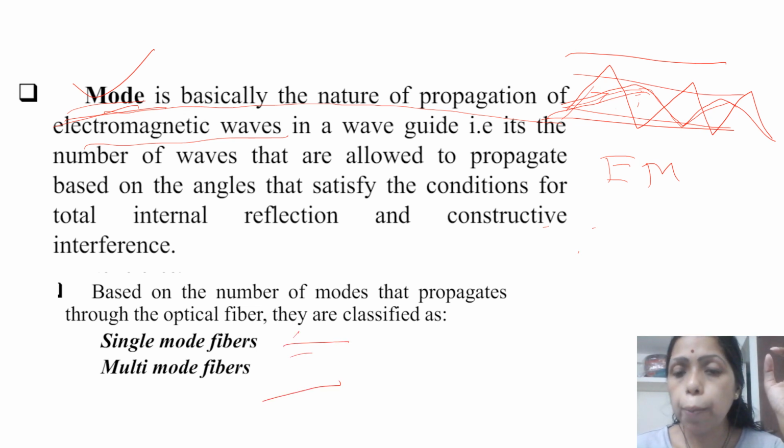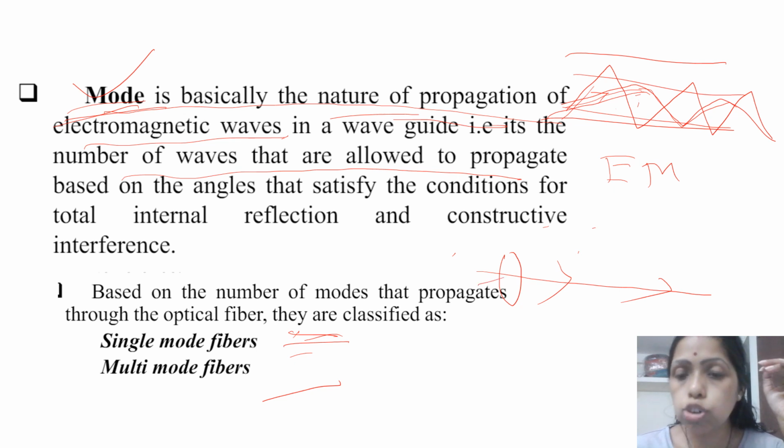Single mode happens when there is only a single light. Mode means the nature of the propagation of the electromagnetic wave, that is, the number of waves that are allowed to propagate. So the single mode is only a single light. You can see the straight line light is passing through the fiber. It follows total internal reflection, but this is the entire straight line light passing through the optical fiber.